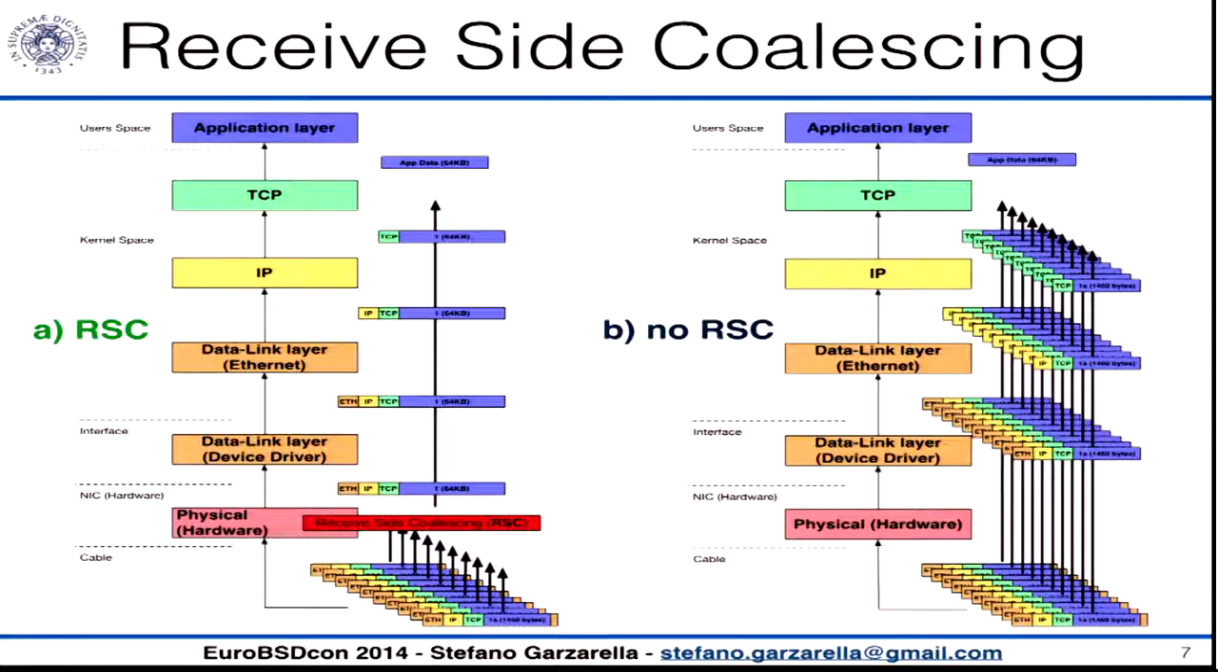This diagram shows on the left how RSC works. The RSC allows the aggregation, then it's passed to the operating system. In this way, only the aggregate segment will cross the network stack.